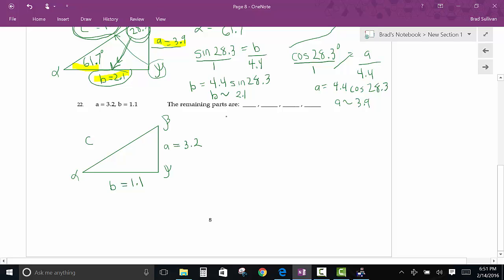One thing you have to do on this one is start with the Pythagorean theorem. So we're going to start with c squared equals a squared plus b squared. That means c squared is equal to 3.2 squared plus 1.1 squared. You can crunch this out in one step on your calculator. So you just do 3.2 squared plus 1.1 squared.